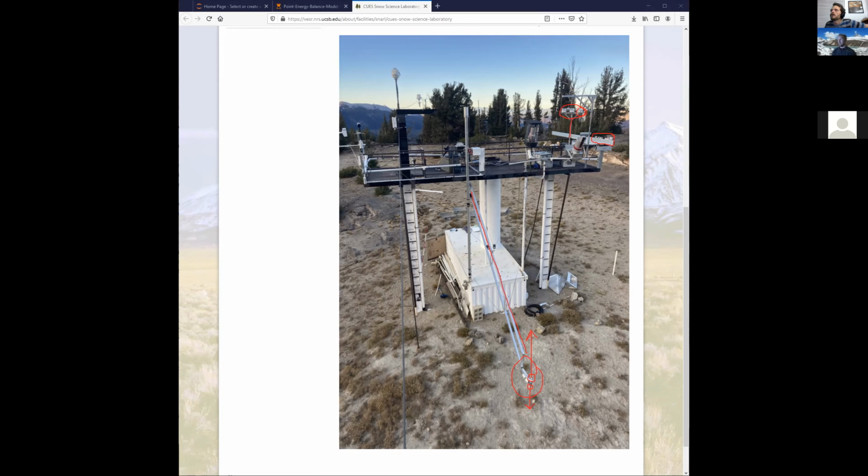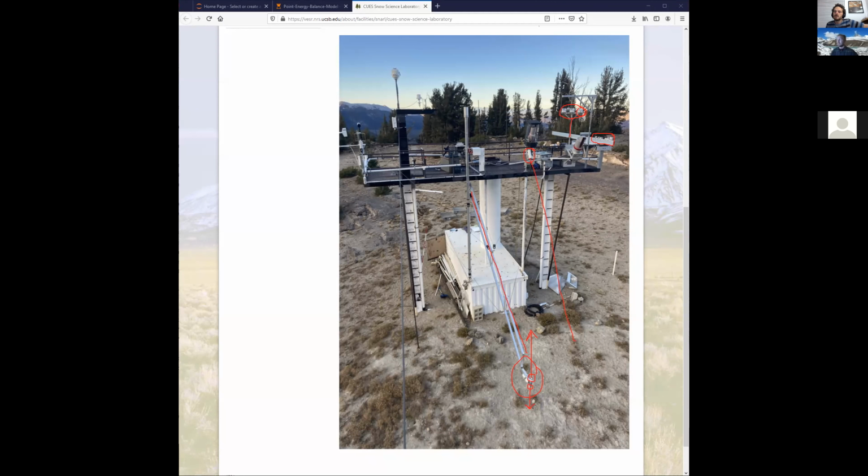And so I don't know if you can see it on here. Yeah, so right here, we have a laser that measures the snow depth. It points down this way. This laser measures the snow depth and the temperature of the snow. And we can use that temperature measurement to estimate the emissivity of the snowpack. So that's how we measure the radiative components of the energy balance.